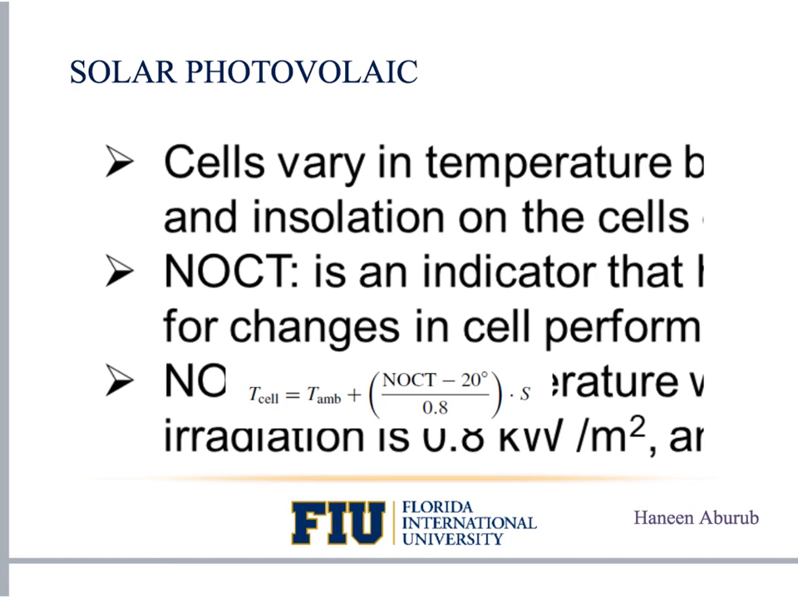NOCT is the cell temperature when the ambient is 20 degrees Celsius, the solar radiation is 0.8 kilowatt per meter square, and the wind speed is 1 meter per second. To account for other ambient conditions, the following expression can be used, as shown here, where S represents the solar insolation, in kilowatt per meter square.